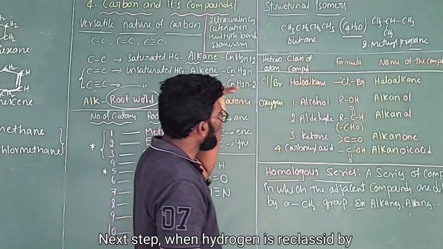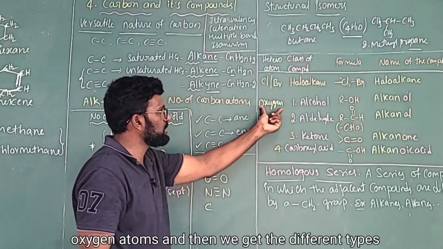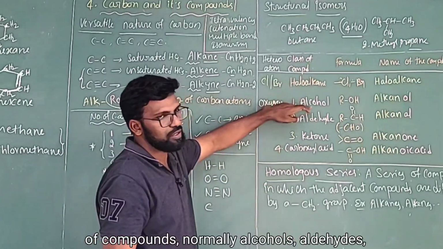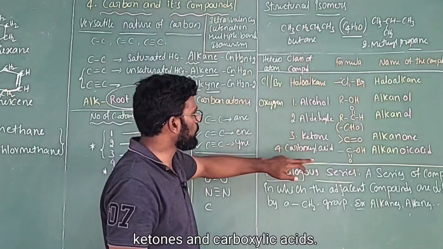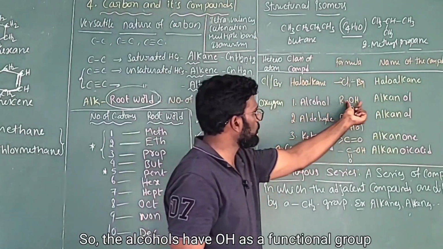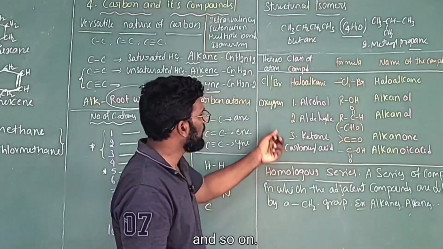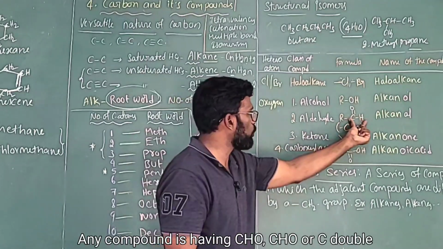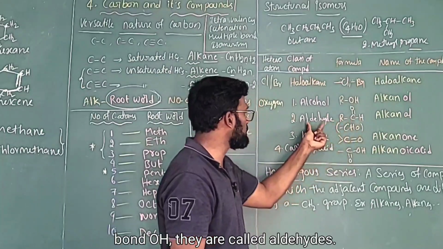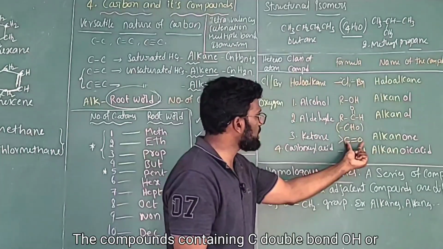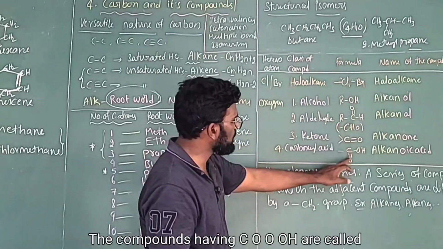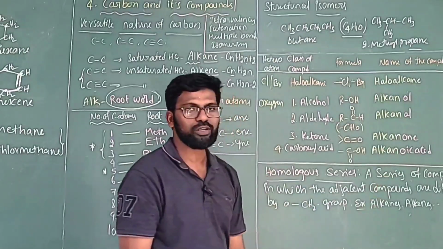Next, when hydrogen is replaced by oxygen atoms, we get different types of compounds, mainly alcohols, aldehydes, ketones and carboxylic acids. Generally alcohols have OH as a functional group, and any compound having CHO, or C double bond OH, is called an aldehyde. Compounds containing C double bond O, or CO, are called ketones. Compounds having COOH are called carboxylic acids.